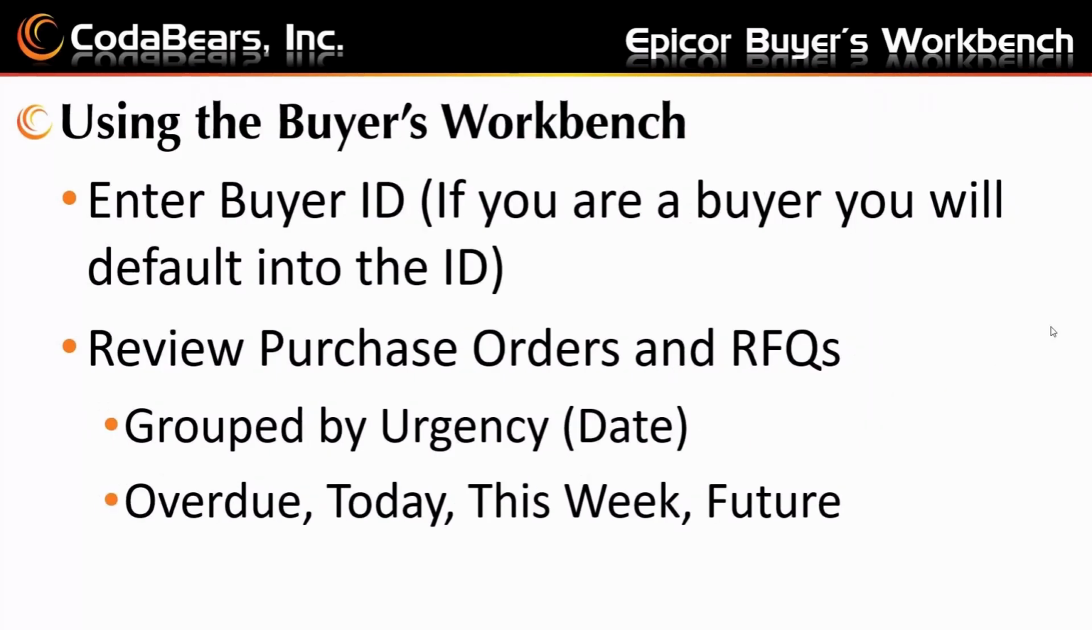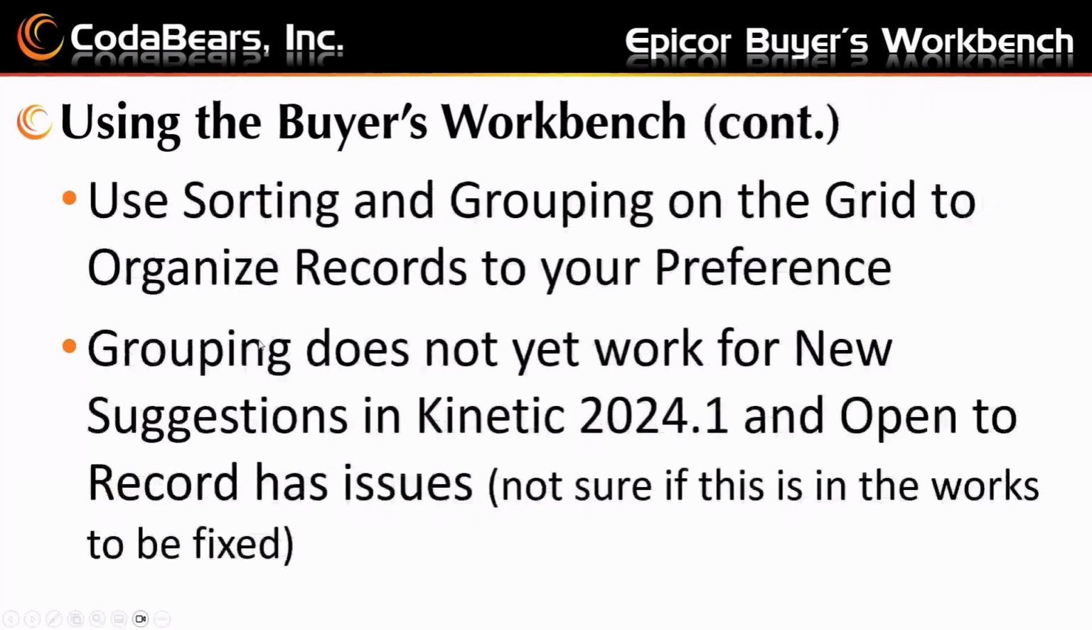If you are a buyer, it will populate you by default as the buyer on the workbench. And you can change and select other buyers if you're authorized for their buyer record. From the tool, you can review purchase orders and RFQs, and they are grouped by urgency, by date basically. What's overdue, what's due today, this week, and in the future. So from this tool, you can use sorting and grouping on the grid so things are more to your liking for how you want to work.